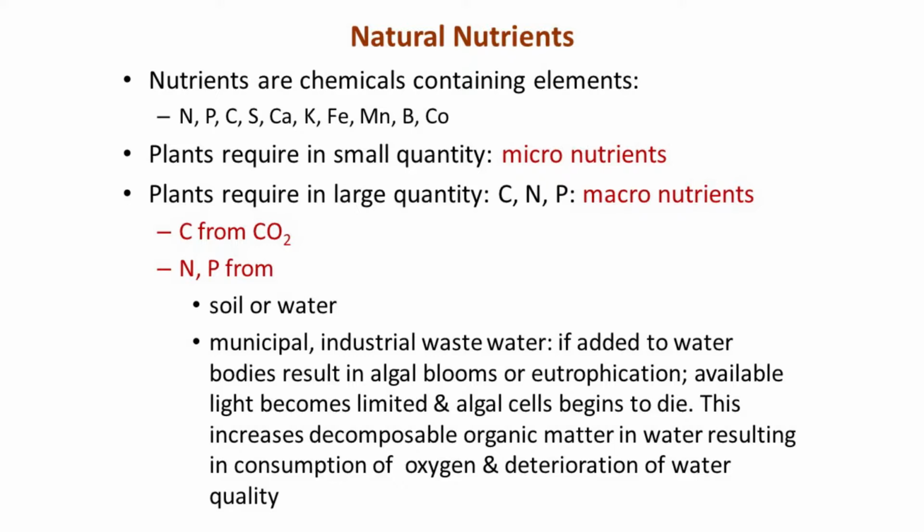Nitrogen and phosphorus are also derived from municipal or industrial wastewater, which if added to water bodies results in algal blooms or eutrophication, which is unnatural accelerated growth of algae. Because of this algal bloom or eutrophication, the available light becomes limited and the algal cells begin to die. This increases decomposable organic matter in the water body, resulting in consumption of oxygen and deterioration of water quality.